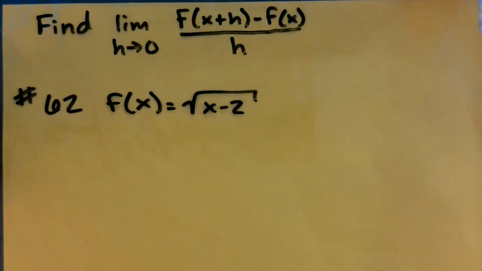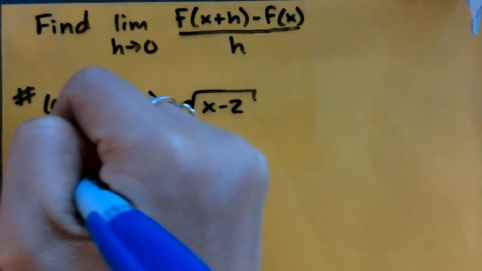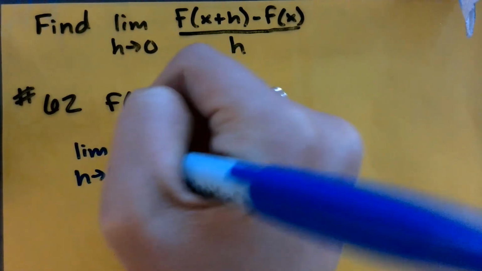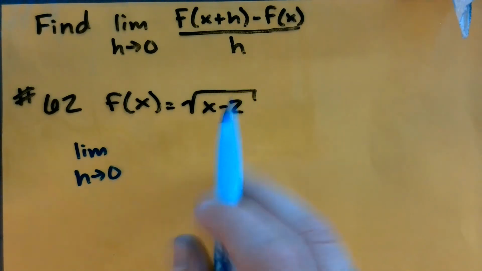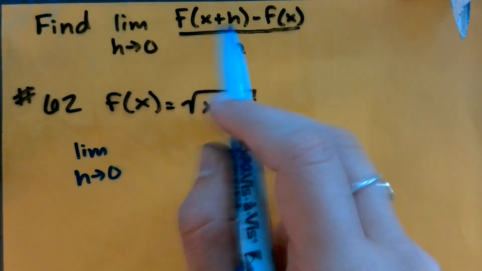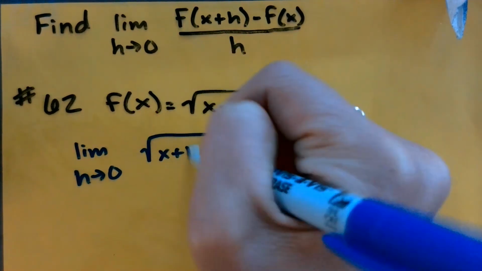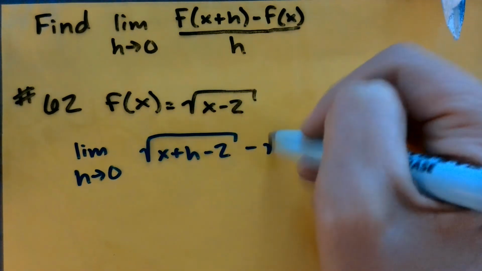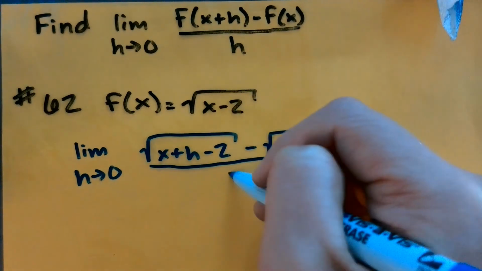Let's try one that's a little more challenging. So still looking at the difference quotient and finding that limit as h goes to 0. But this time we're looking at something with a radical in it. So when I find that f of x plus h, I will have the radical x plus h minus 2. And then minus our whole function, this radical x minus 2, all over h.